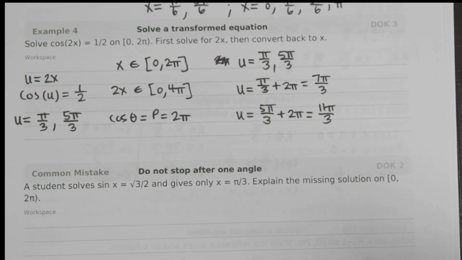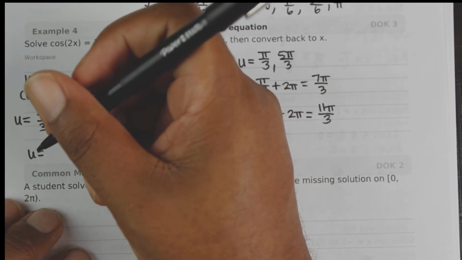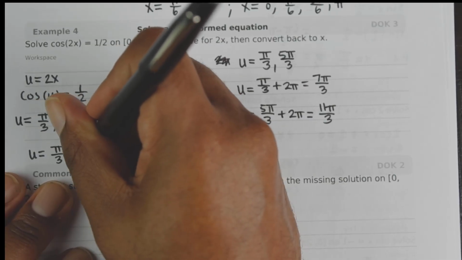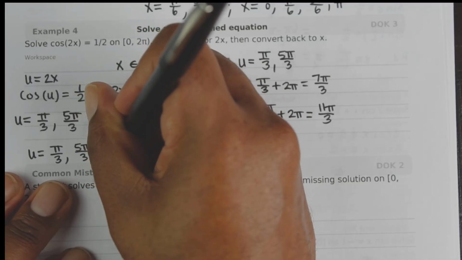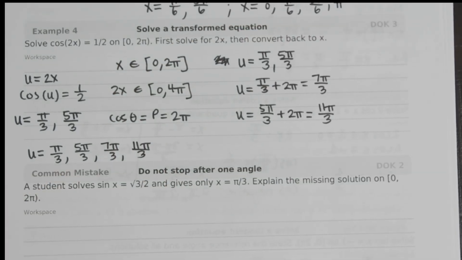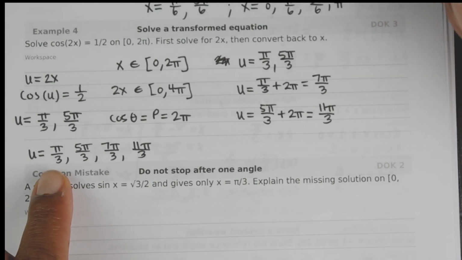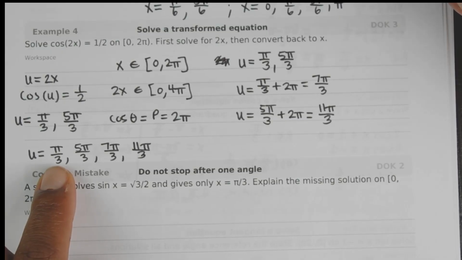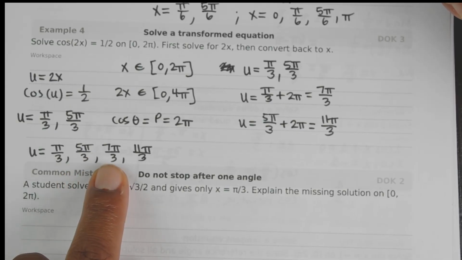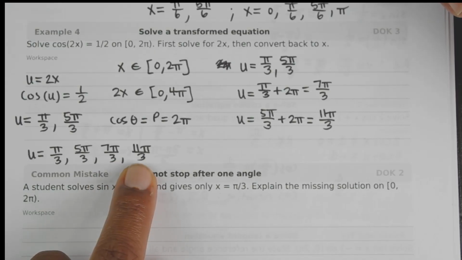So the u values are the following: pi over 3, 5 pi over 3, 7 pi over 3, and 11 pi over 3. Now, we need to convert back to x by dividing each answer by 2. So essentially we would take 2x and set it equal to pi over 3. 2x equals 5 pi over 3. 2x equals 7 pi over 3. 2x equals 11 pi over 3.